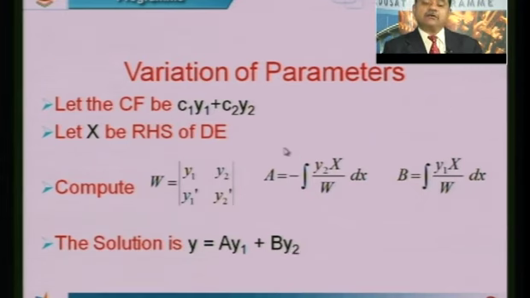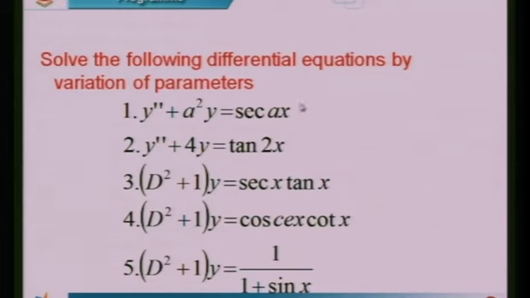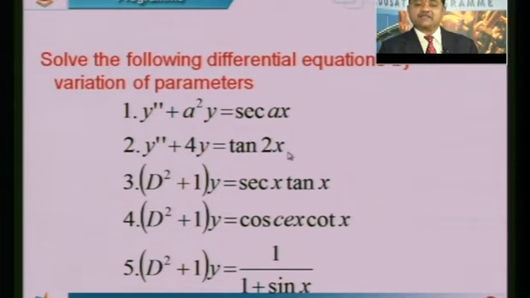In this I already told there are three sets of questions. One, you can see secant, tan, secant into tan, cosecant, cot, 1 by 1 plus sin x. In this last class we have solved the differential equations 1 and 4. I said remaining things you can do on your own. If you have any doubts at the end of the classes, every class I am giving my mail ID, you can contact me through the mail.